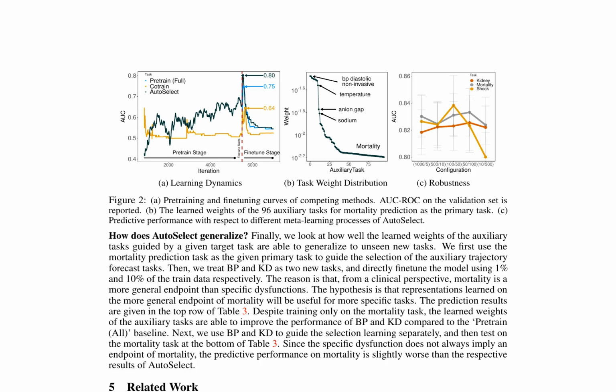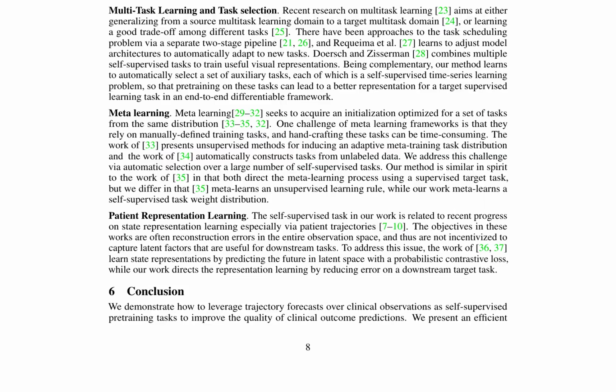The framework is evaluated on 3 clinical outcome prediction tasks, and the results show that auto-select outperforms various baselines, including pre-training on all tasks, top tasks only, and random task selection. An ablation study examines the quality of the selected tasks and their impact on the target task, and the results indicate that the top selected tasks capture the most useful information for the target task.